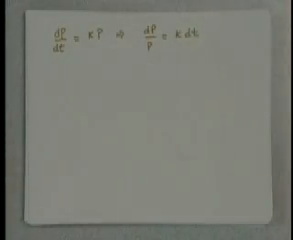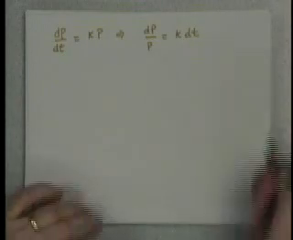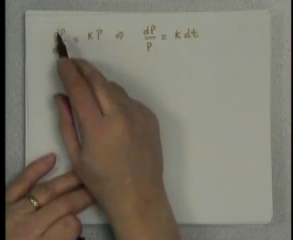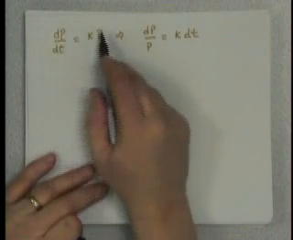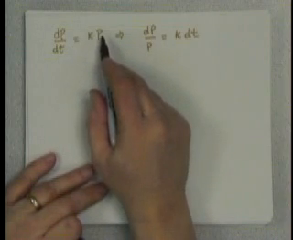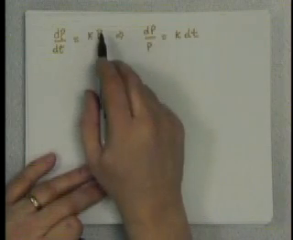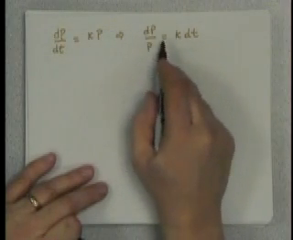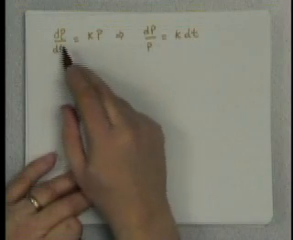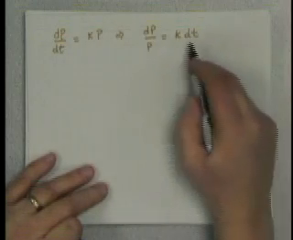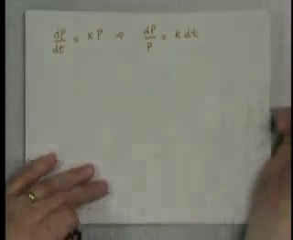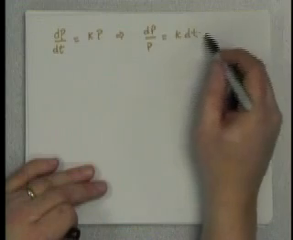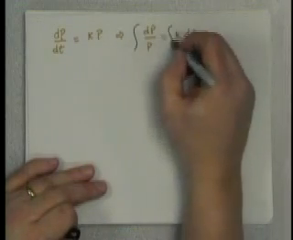So the first thing to do with these is to separate your variables. If I have a dP as a differential in the numerator, then I have to divide by P. You can bring the k too if you want, but it's easier probably this way. You have to bring the P down to the side that has the dP on it. So I get dP over P equals k times dt. That's separating your variables. This side should only have P's and constants, and that side should only have t's and constants. And then you integrate both sides.